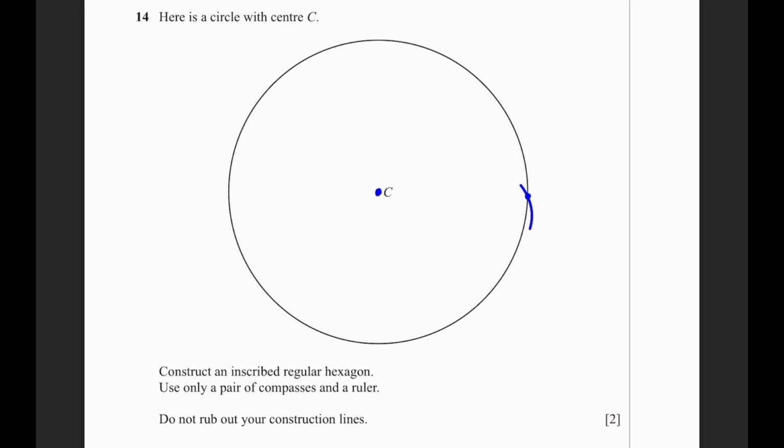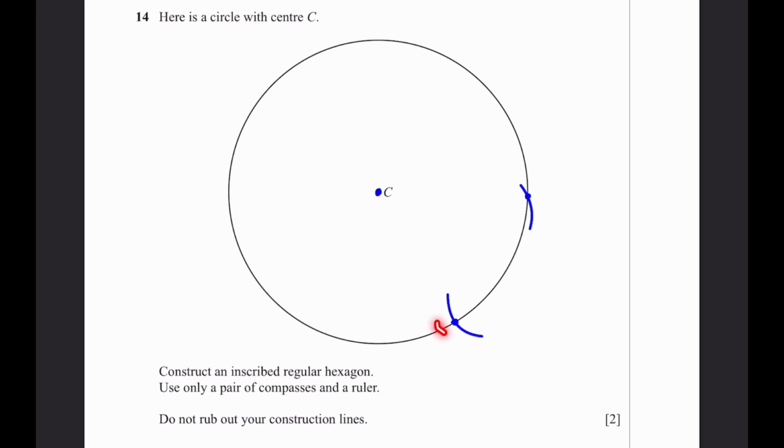I will draw it below, and that will actually be something like this, and the point, we can make it there. All we have to do is just repeat this until we have completed 6 such points like these. Now we've done 2, so we need to make 4 more on the circumference and join the dots to make an inscribed regular hexagon. So let's do that now.